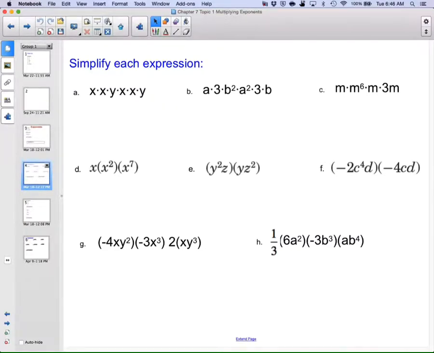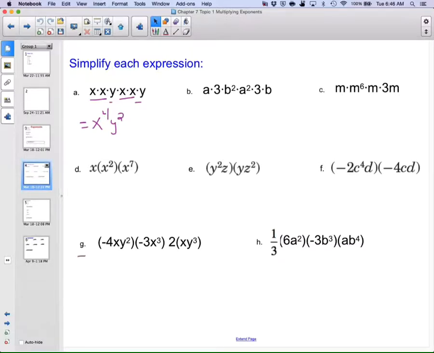So looking at the first one here, for part A, I see 4 x's, I see 2 y's, so we're going to have x to the 4th y squared. Okay, I'll just pick a couple here, I'll have you guys do the rest.